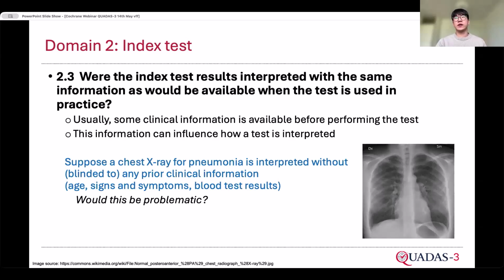Suppose that you're working in the emergency. So the study is in an emergency room setting, and you're looking to evaluate the accuracy of chest X-ray for pneumonia. And in the study, suppose that the chest X-ray is interpreted without any prior information. For example, age, signs and symptoms, and blood test results. The interpreter is blinded to all of those. What do you think? Do you think this would be problematic? Take a second to think about it and maybe provide your answers in the chat.